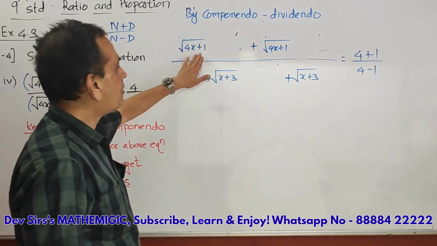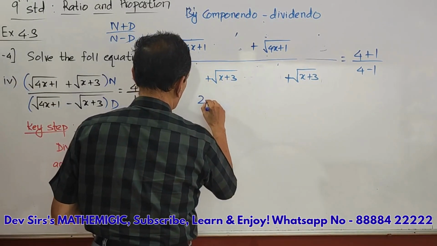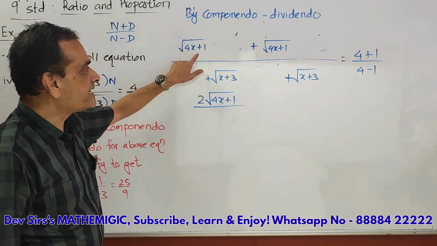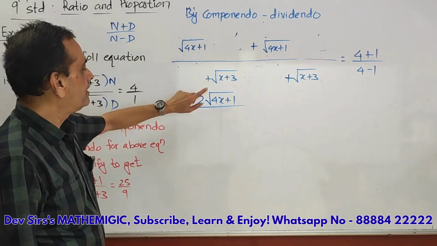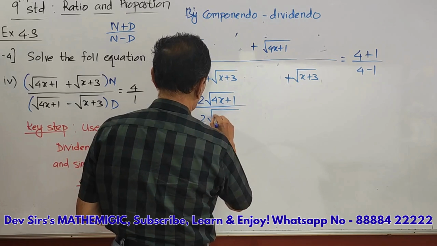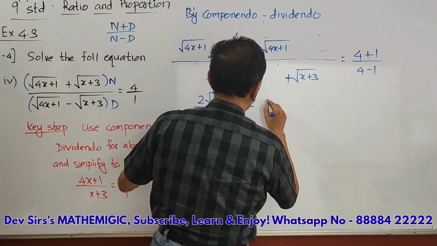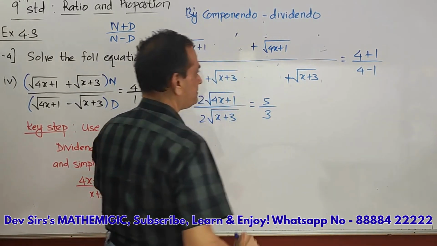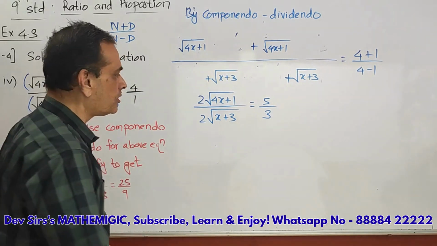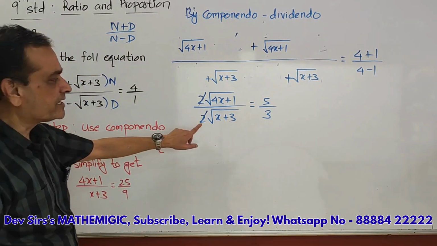So what remains? Root of 4x plus 1 plus root of 4x plus 1. What do you get? 2 root 4x plus 1. Same way, root of x plus 3 plus root of x plus 3. 4 plus 1 is 5. 4 minus 1 is 3. Now because you are having 2 into this, 2 into this, 2 also gets cancelled. So we get this equation.